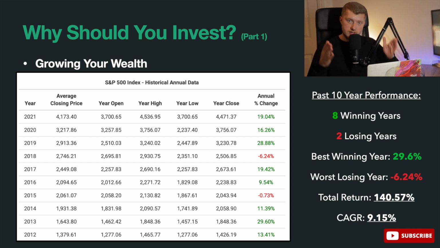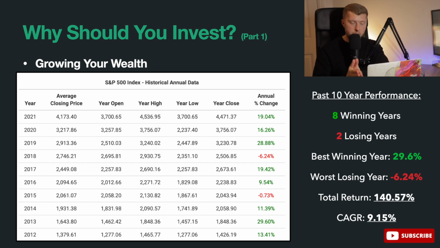However, over the course of a 10-year period, when you're investing over the long term, that 10-year period actually provided a total return on investment of 140.57%, which when converted into a compounded annual growth rate, is 9.15% as an average annual rate of return.